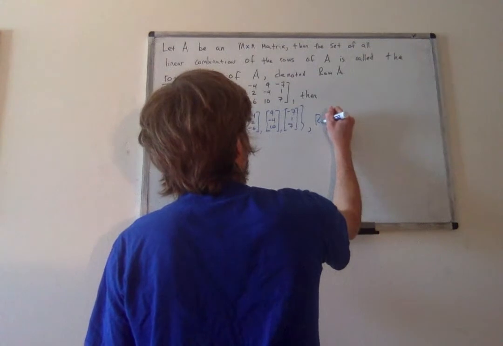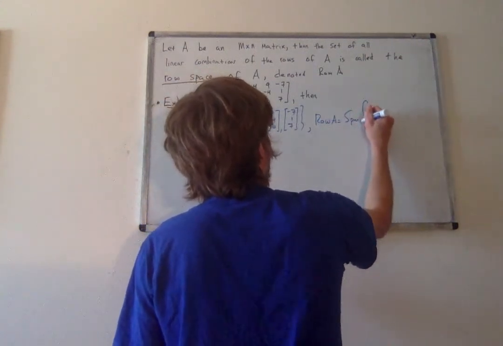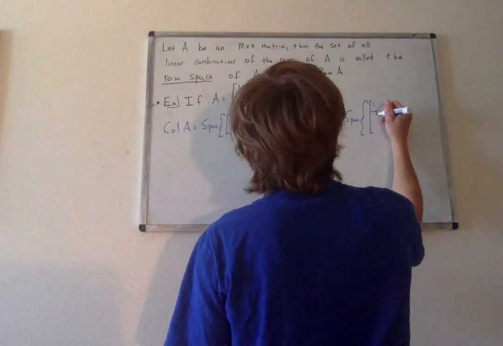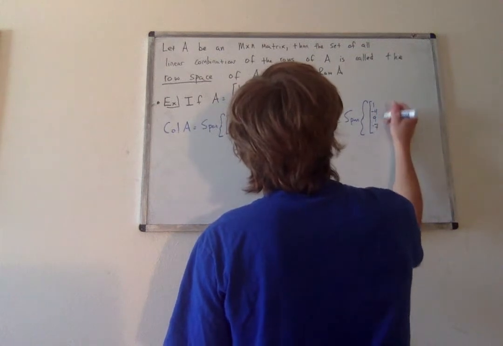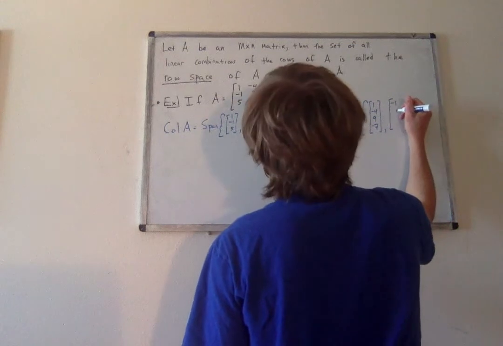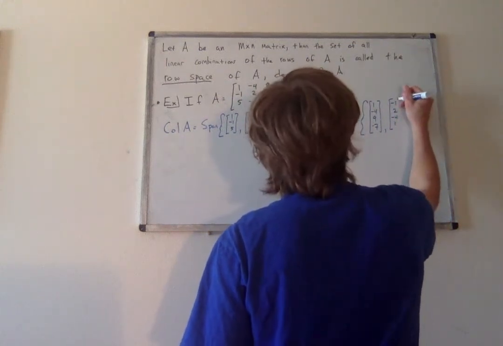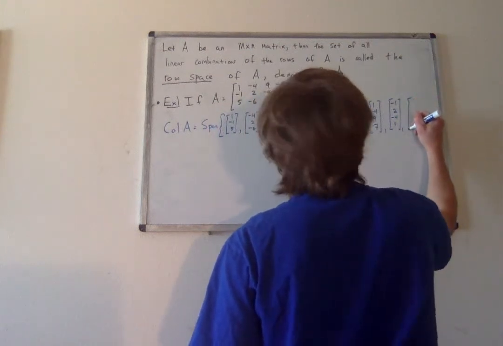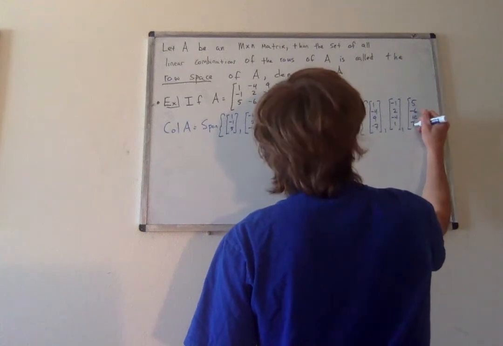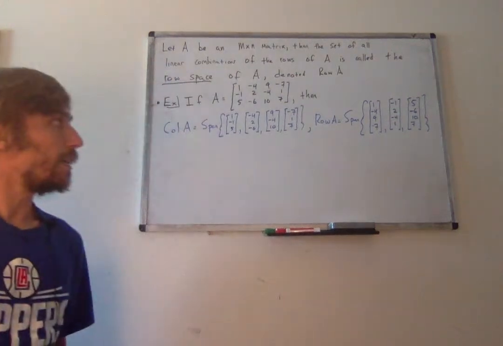And the row space is going to be the span of these 3 vectors. And so notice here, again, the row space will be a subset of Rm. So here in this case, it's a subset of R4. And the column space is a subset of Rn. We really should have picked different letters for this, though, because M and N sound way too alike.